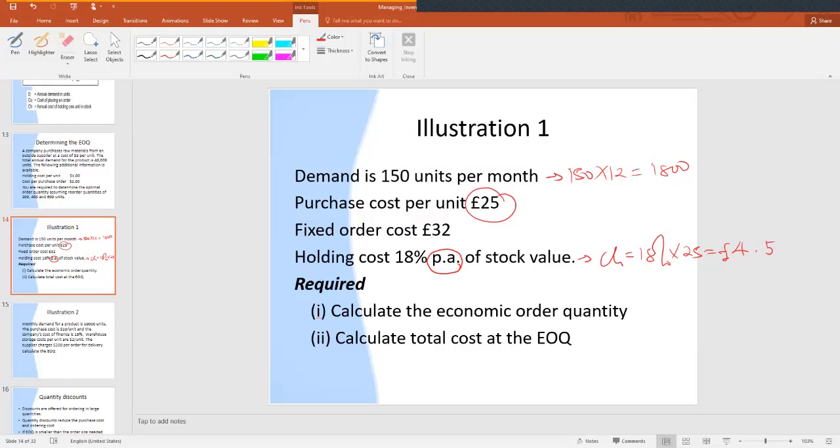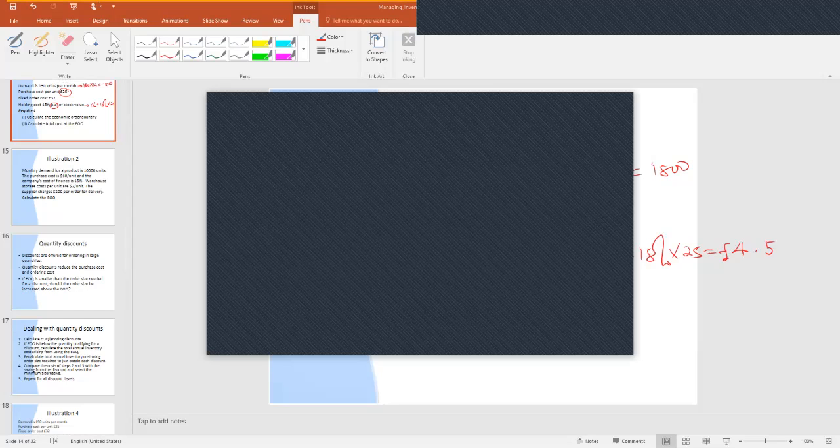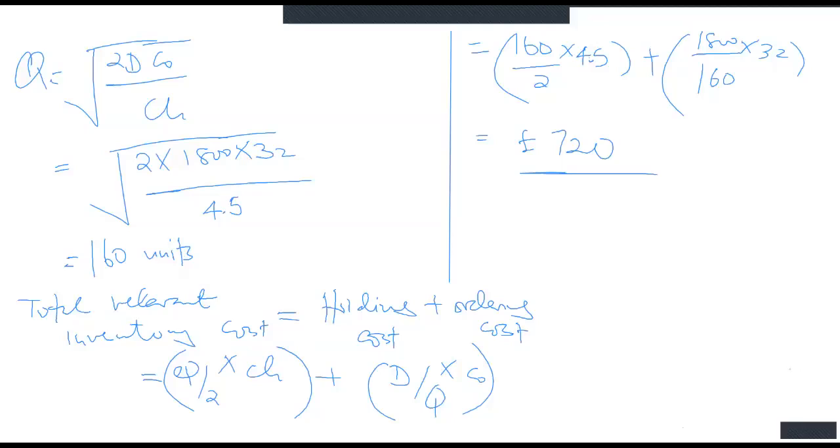The holding cost and the cost per order are still fixed, right? So why do we include them in the relevant cost? This 4.5 is fixed, isn't it? And that £32 is fixed, isn't it? Yes, they are fixed. That's true. However, the Q is not fixed as per se.